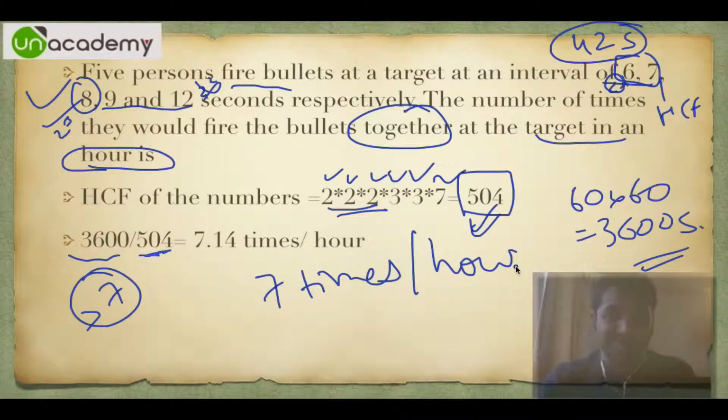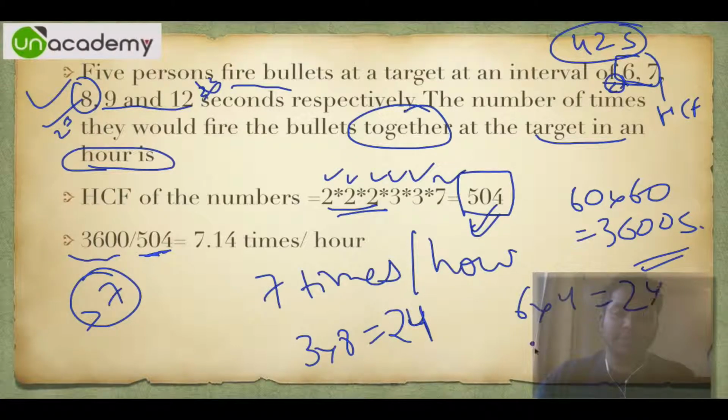Use common sense. Just forget this and remember that you have 6 and 7 seconds. So you think that 6 and 7 should be multiplied. What if they were firing at 6 and 8 seconds? Then you'll multiply 3 into 8, so they will fire every 24 seconds. Is that understood? Because 6 into 4 is also 24 and 8 into 3 is also 24. So you take an HCF.